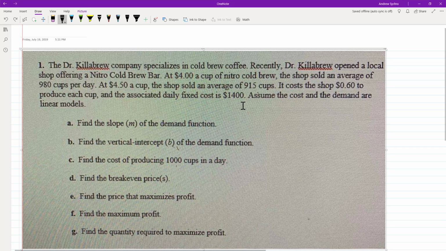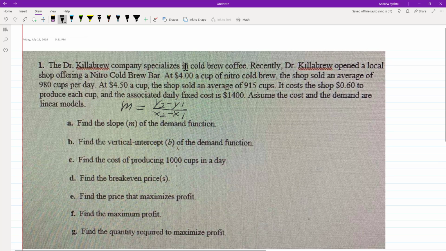To do that, we're going to have a slope, which is going to be m. I need to change my pen size. All right, hopefully you can read this. So m is going to be equal to y2 minus y1 over x2 minus x1 for the demand.